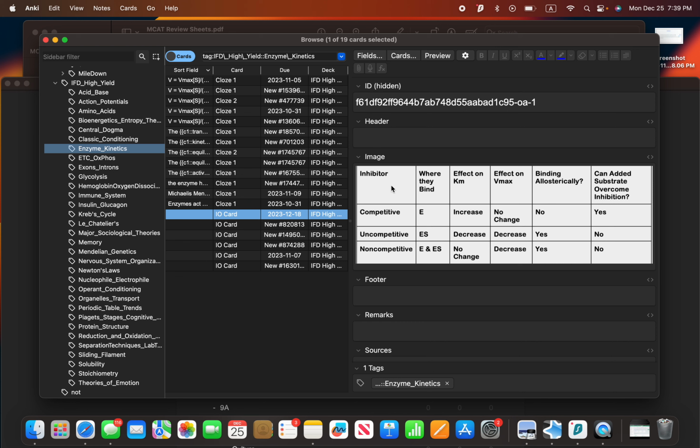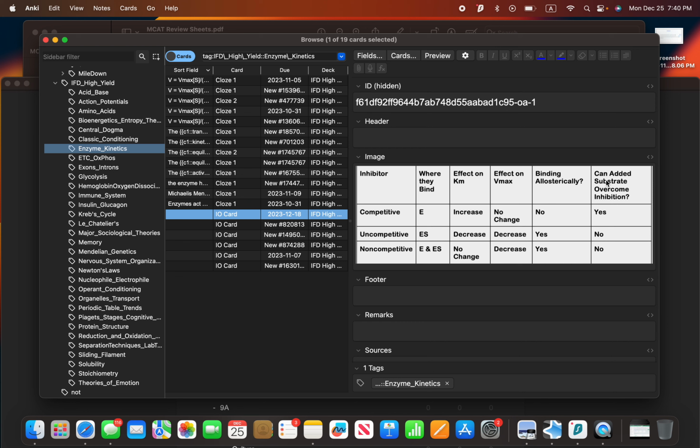So here we can see that we have three main inhibitors that we want to compare and contrast. There are also 5 factors here that we compare the inhibitors with. Where do they bind? What effect do they have on the Km? What effect do they have on Vmax? So that's 3 already. And do they bind allosterically? And can added substrate overcome inhibition?